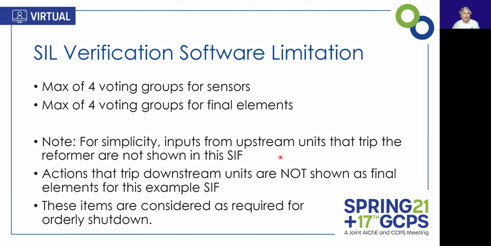Note for simplicity, inputs from upstream units that trip the reformer are not included. Actions that trip downstream units are not included in this example SIF, but they were there in the original SIF. Now, these items are considered as required for orderly shutdown.